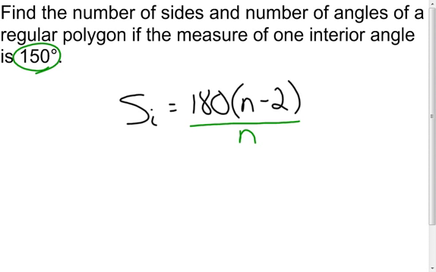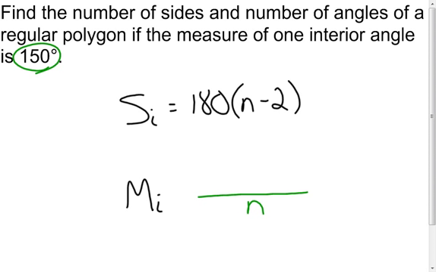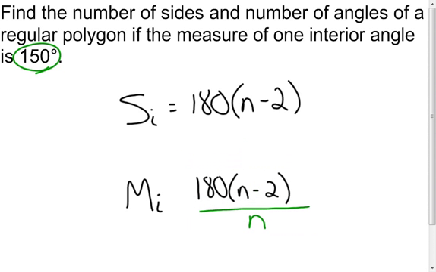I should fix this a little bit. Here was the sum. Now if I want the measure of just one interior angle, I'm going to change it a little bit. Here's the sum of all of them. If I want the measure of just one, I have to divide by however many I have, which is n. And then I can solve my equation.